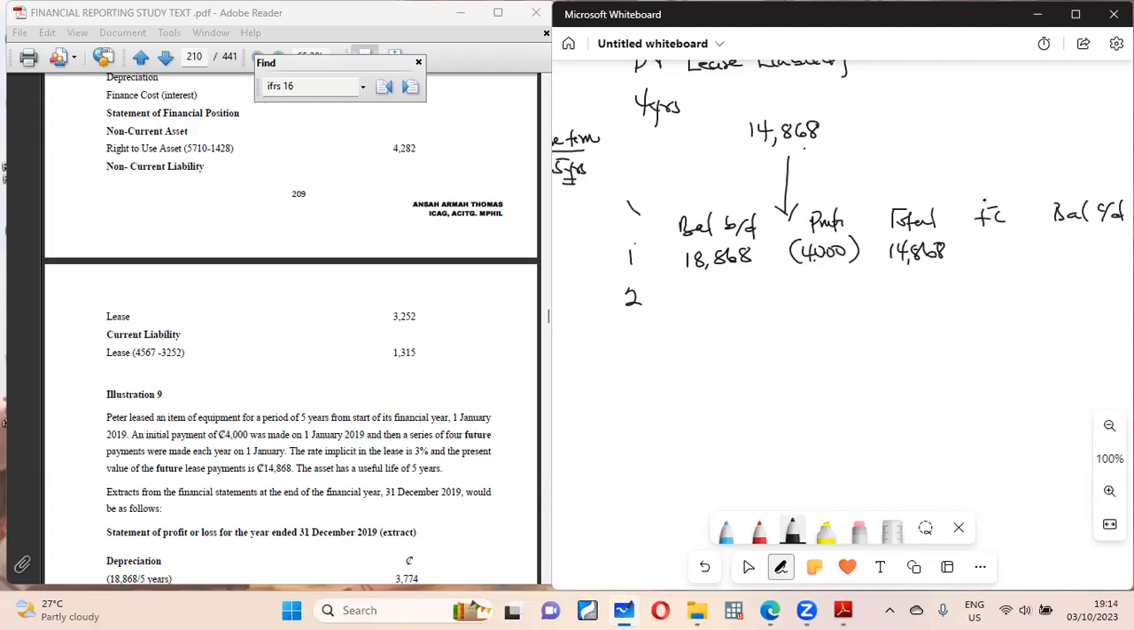Then what is the interest rate to use? 3%. So do the 3% and get me the value here. Let's continue the table. The trick is that you don't put 14 here and deduct. If you put 14 here and deduct, you're actually doing like the second year, because the future payment starts in the second year. I'm waiting for the figures. The finance cost is 446. So what will be here?